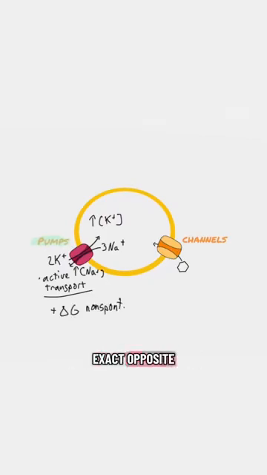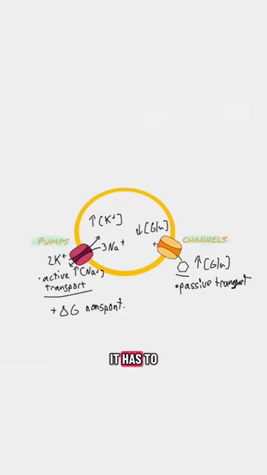Channels are the exact opposite, and they move things with their concentration gradient. So for this glucose molecule here, it's moving from a high concentration of glucose to a lower concentration of glucose inside the cell. This type of transport is called passive transport. And once again, if they use the word channels, that means that it has to be passive transport, and that molecule is moving from a high concentration to a low concentration. All passive transport has a negative delta G and is spontaneous.